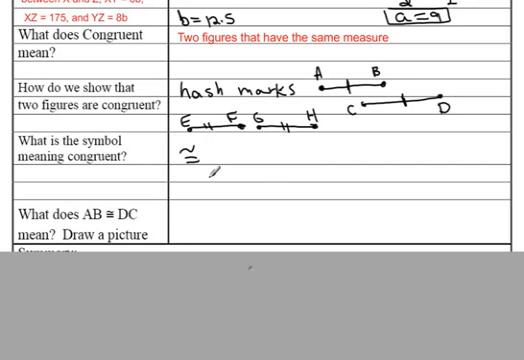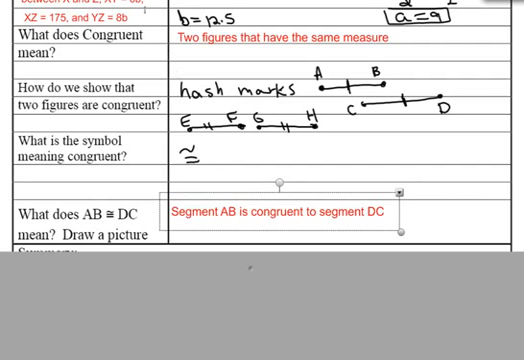So what does AB is congruent to DC mean? It means that segment AB is congruent to segment DC. Segment AB has the same measure as segment DC. So drawing a picture, we would draw two segments that are the same length. Label one AB, label the other DC, and we put hash marks to show that AB is congruent to DC.